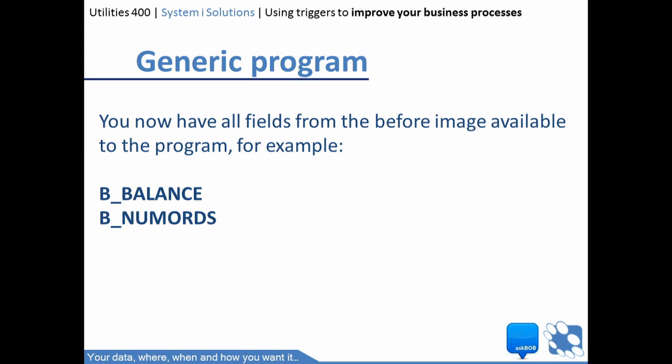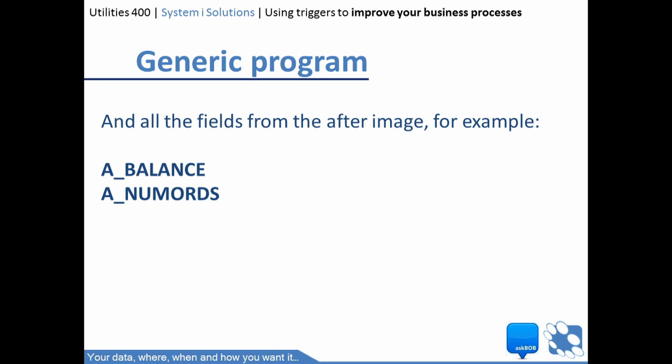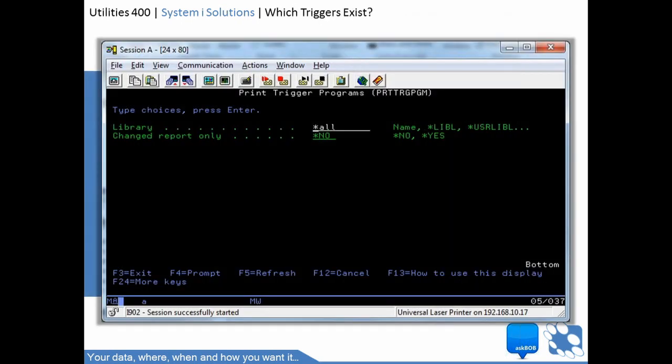And that's just a visual confirmation of that. So we can have a B underscore balance and B underscore numords, could be two fields from that file. And I would then have A underscore balance and A underscore numords for the after image of those fields on the file. None of this is a compulsory methodology of working. It's just the way that we found makes it easier to define the logic within the program. Two external data structures, put a prefix before them, then you'll get all the fields for all the files. The beauty of that is, of course, if your file ever changes, because it's an external data structure, you just recompile your trigger program and all the offsets to the fields within the program will be correct again.